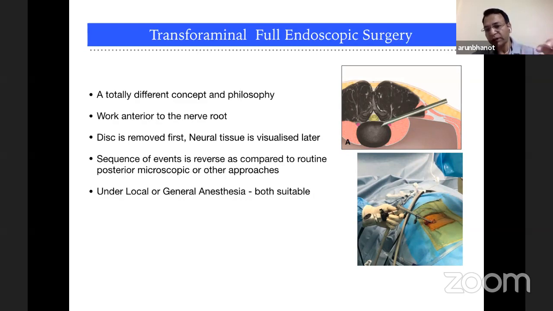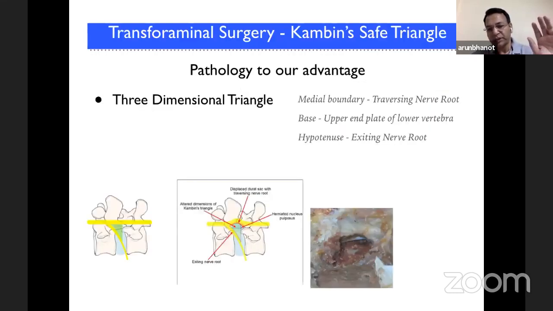So you will dock your cannula right at the target, remove the herniation, and if you see the nerve root at the end, that means anything lying anterior to the nerve root is free, and that is why you will be able to see the nerve root. So that becomes the end point of surgery. It can be done under local or general anesthesia depending upon surgeon preference.